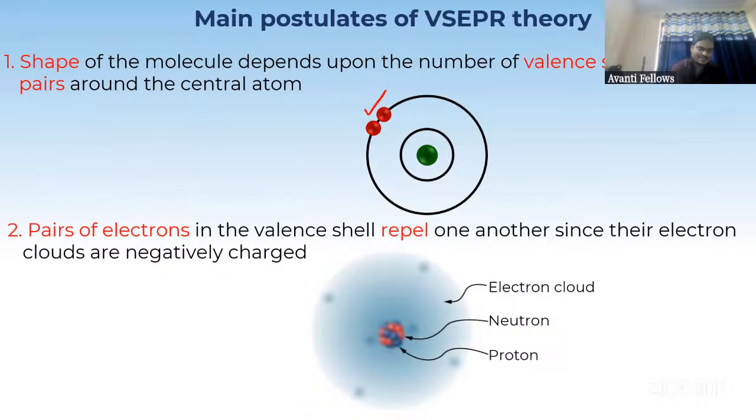Now, next thing, pairs of electron in the valence shell repel one another, right? Since their electron clouds are negatively charged. So the pairs of electron in the valence shell repel one another. वो एक दूसरे को repel करते हैं. So this is the only theory where we talk about repulsion, right? Because here we do not talk about attraction कि भाई attraction से bond बना हमारा. No, we are talking about the repulsion. Valence shell electron pair repulsion theory.